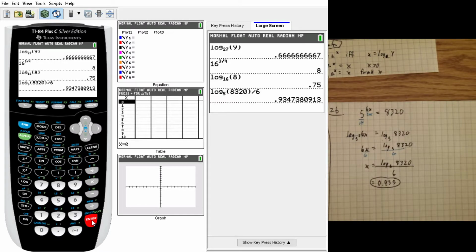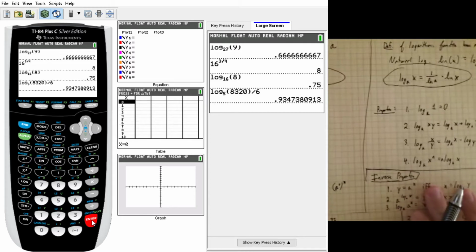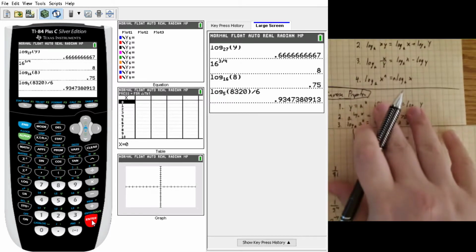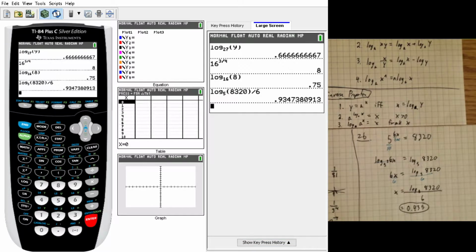Just like with any other mathematical problem, my goal is to get x by itself, but I do so by using these properties to get x by itself, as opposed to any other method that I choose. Okay.